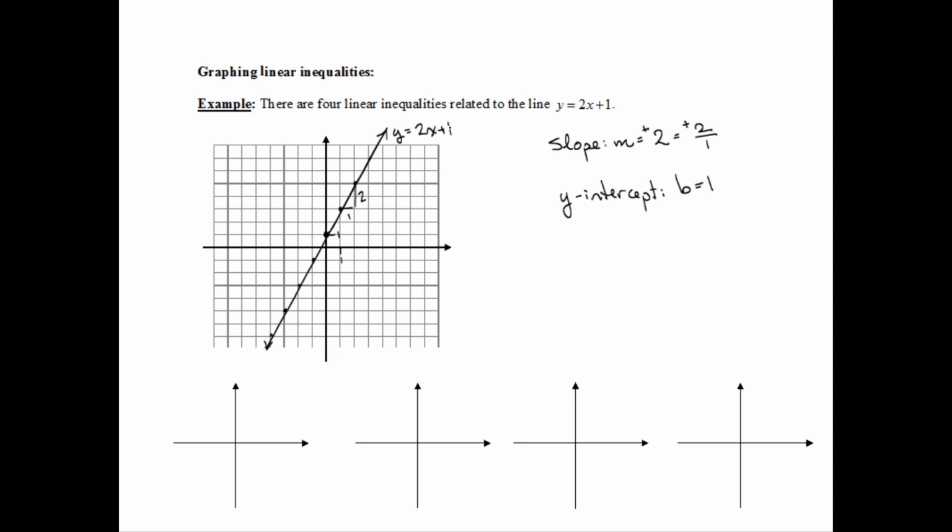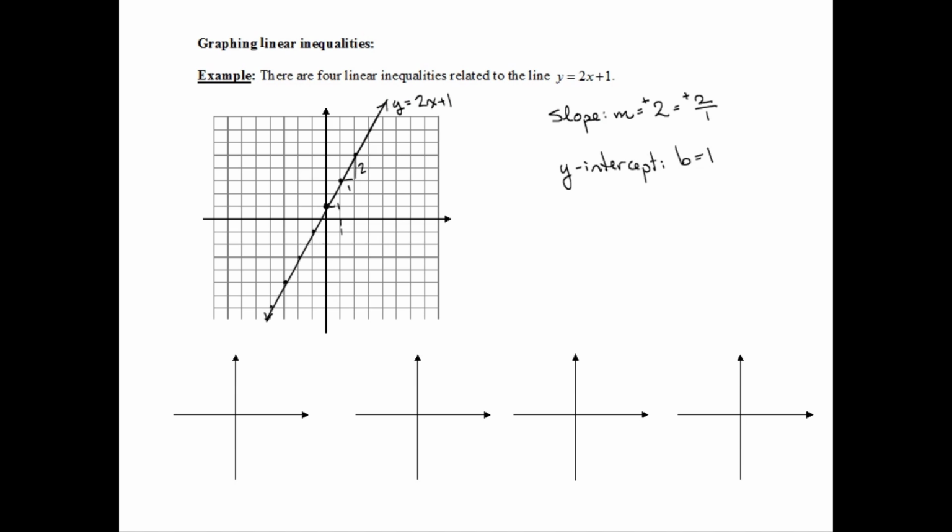If y is exactly equal to 2x plus 1, it puts us right on that line. The related inequalities are going to be y greater than or equal to 2x plus 1, y less than or equal to 2x plus 1, y greater than 2x plus 1, y less than 2x plus 1. In order to graph any of these, the first thing we do is graph the line, as we've already done.